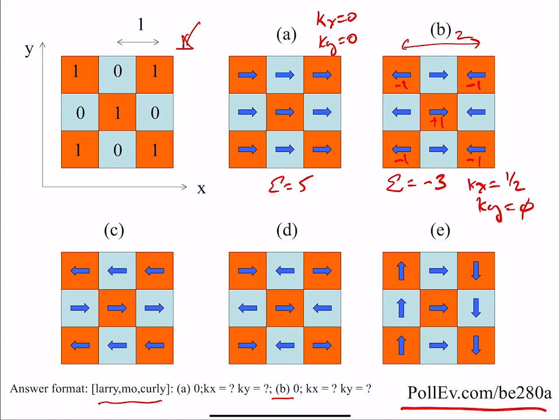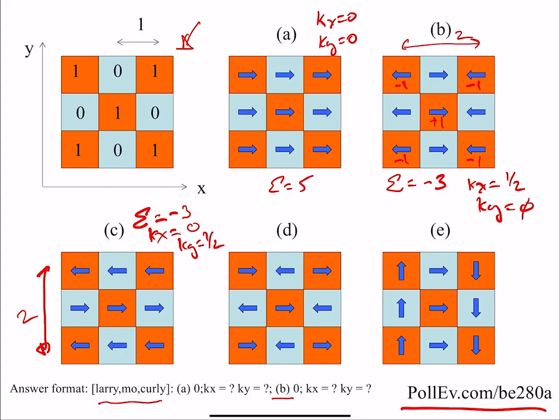Okay. Part C, the sum is what? Still -3, right? Where are we in kx? 0, right? There's no variation along any row. Okay. What about ky? There is a period of 2, right? And we can't tell if we're going clockwise or counterclockwise, so we'll just say ky equals 1/2.